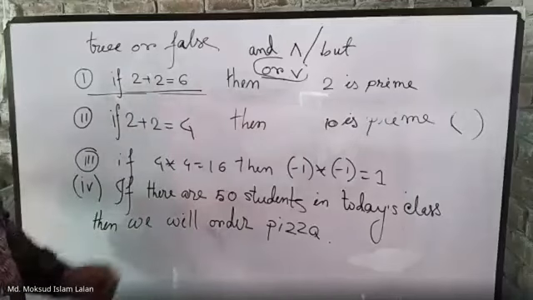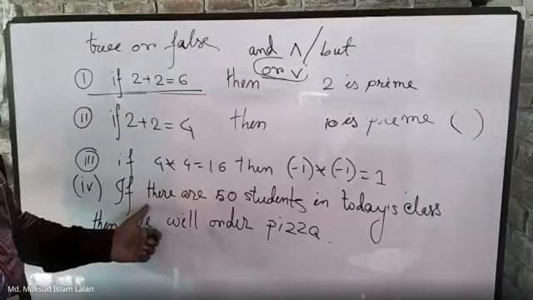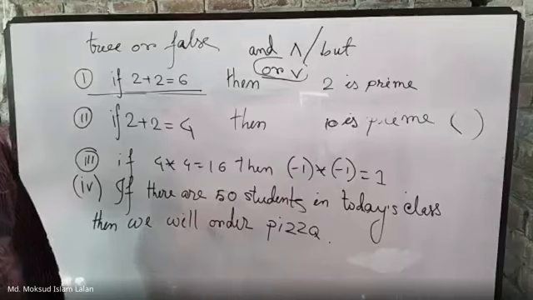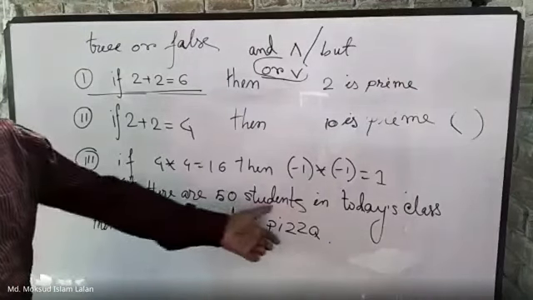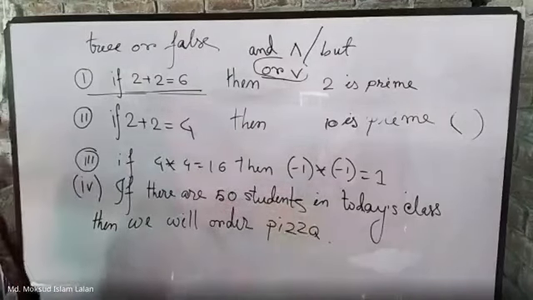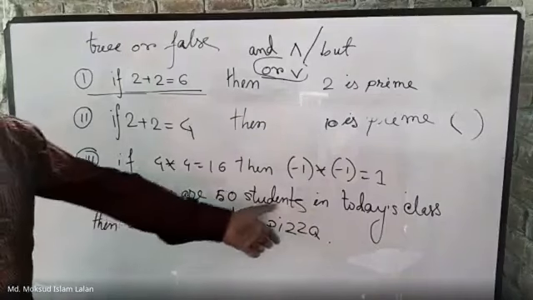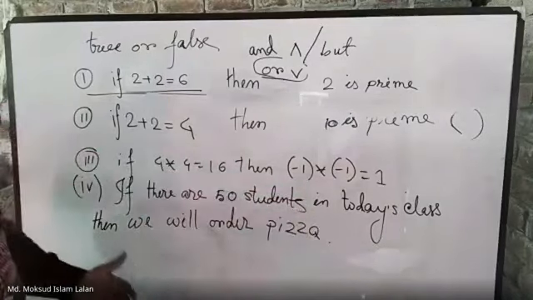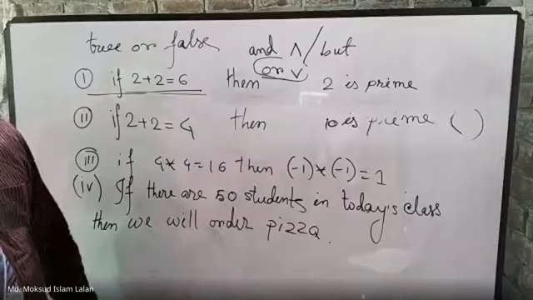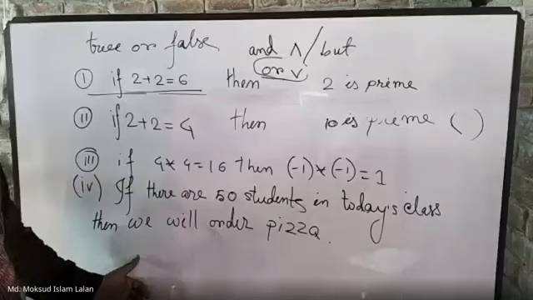Also, for implication we are going to find the fifth. Is the 50 students present students or total students? 50 present students. Suppose there are 50 students present in today's class, then we will order pizza. It's also true, sir. Why are you telling true, Lubna?